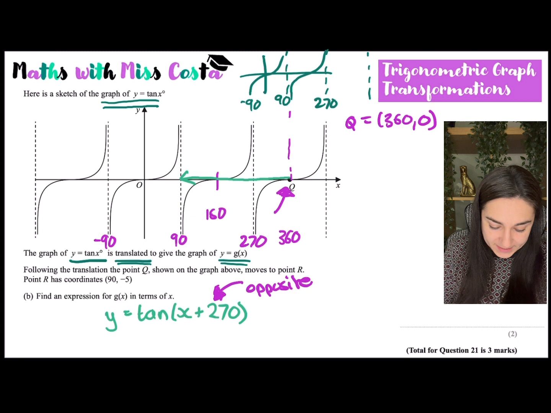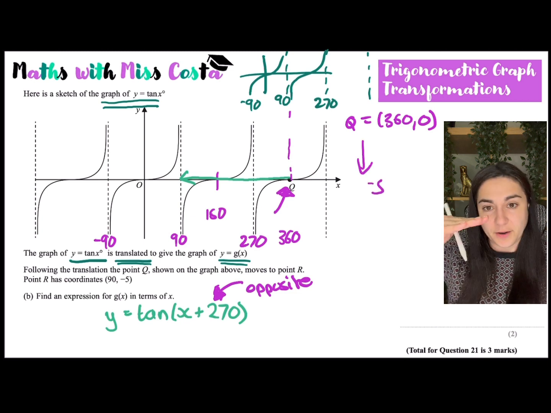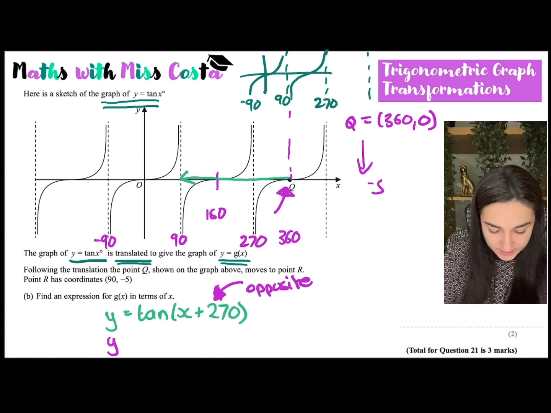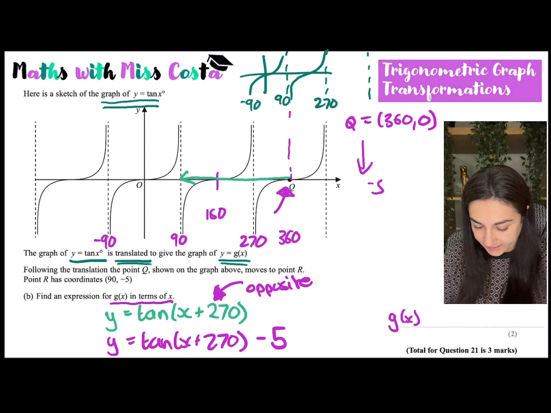And then what am I doing with my y? Well, I go from 0 to -5. So I'm just shifting it downwards by 5. So I'd say y equals tan (x + 270) and then take 5. So find an expression for g of x in terms of x. You'd say g of x equals tan (x + 270) take 5.